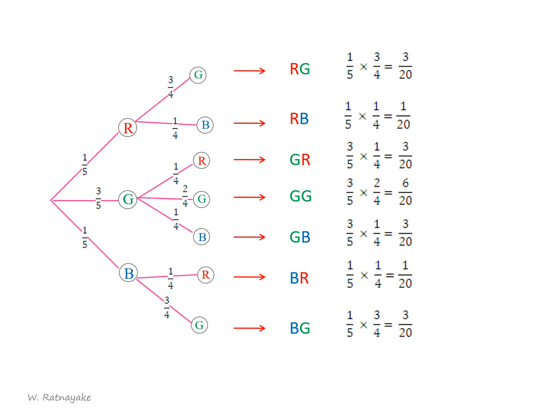Now we can easily get the correct answers for the parts asked in the question. First part is the probability that both cubes are green. Both cubes are green means we can write it as the event GG. So this one we can represent in the symbolic form as P(GG). That is equal to 6/20.